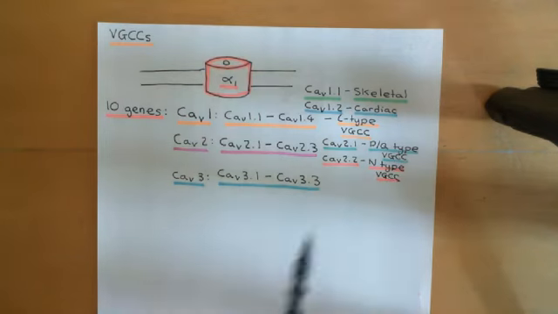And PQ-type and N-type voltage-gated calcium channels are really important in the axon terminals of neurons. They are responsible for turning the electrical signal, the action potential arriving in the axon terminal, into a calcium signal, calcium coming into the cytoplasm of the axon terminal, which will then trigger neurotransmitter exocytosis from the axon terminal.